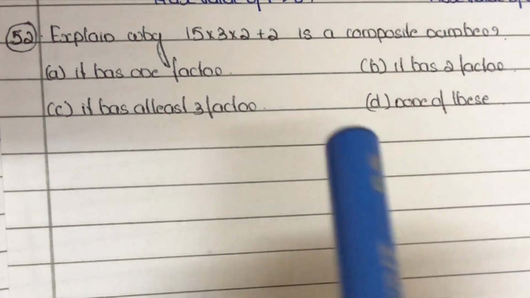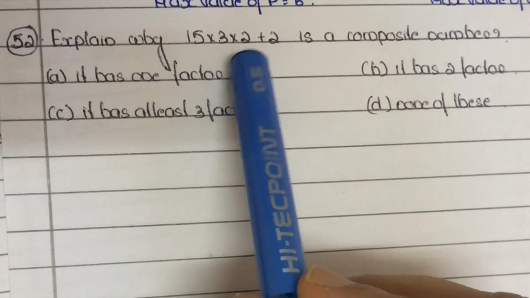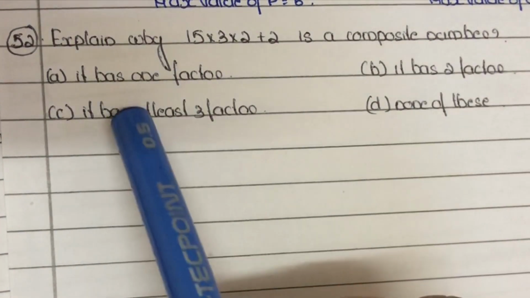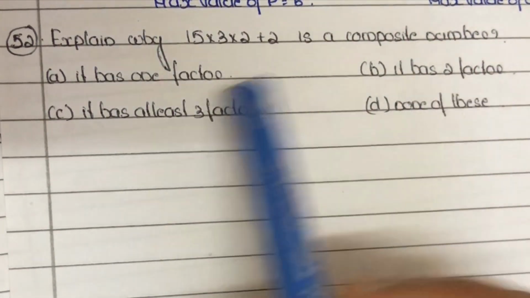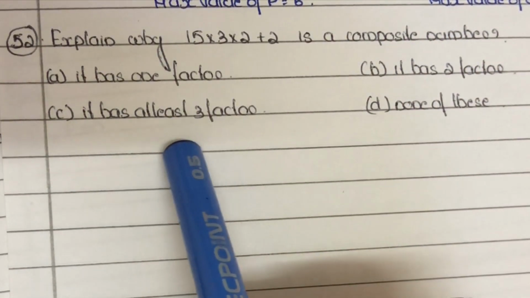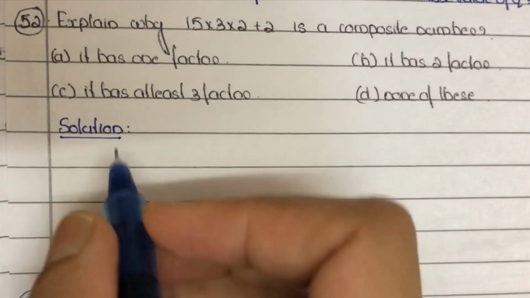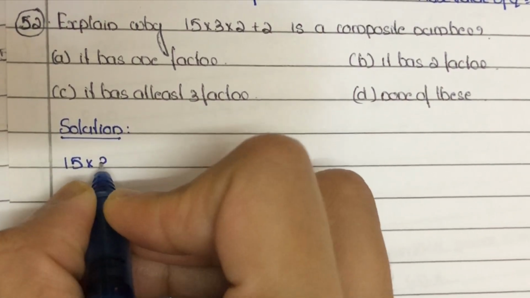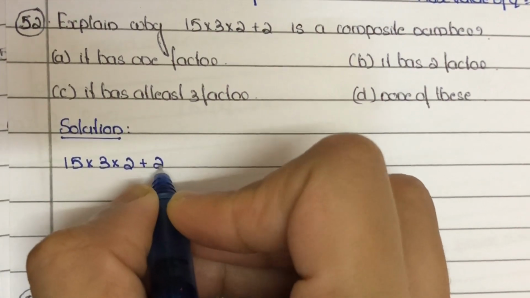Question number 15.2. Explain why 15 into 3 into 2 plus 2 is a composite number. Option A, it has 1 factor. Option B, it has 2 factors. Option C, it has at least 3 factors. Option D, none of these. Here the number is 15 into 3 into 2 plus 2.